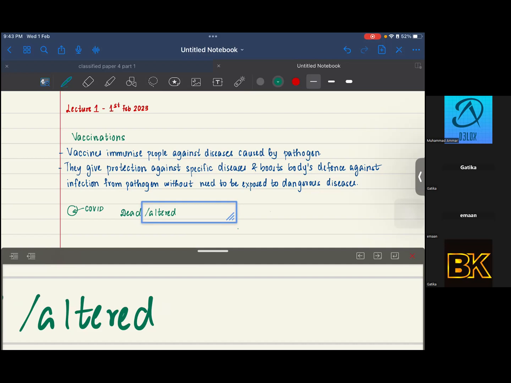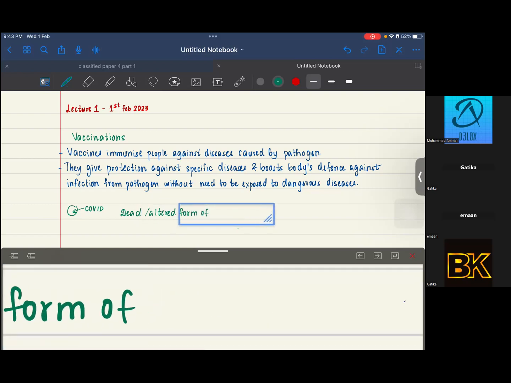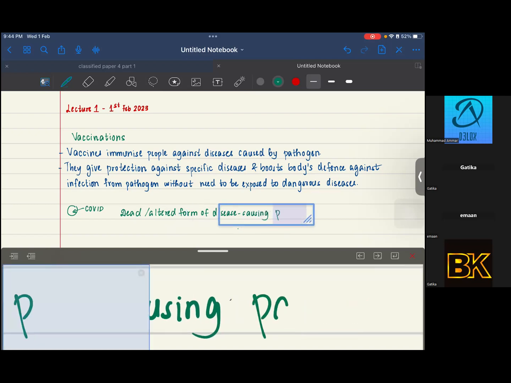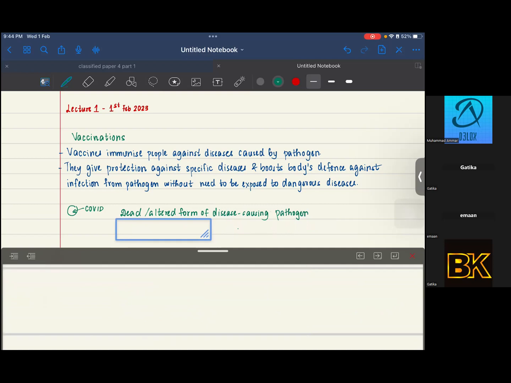I'm basically trying to boost my immunity. I'm not trying to get the infection. That is why we will put the dead or the altered form of the disease causing pathogen. Now, what happens when you put the dead or the altered form of the disease causing pathogen inside the body? Basically, when I put that, my lymphocytes will come into action.